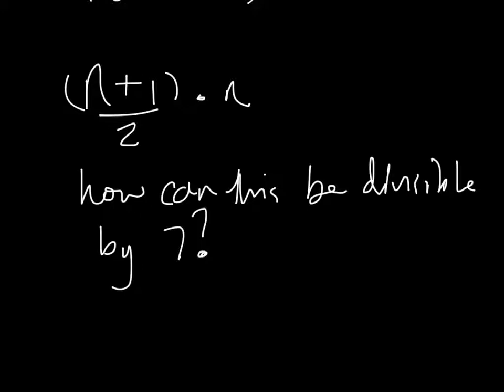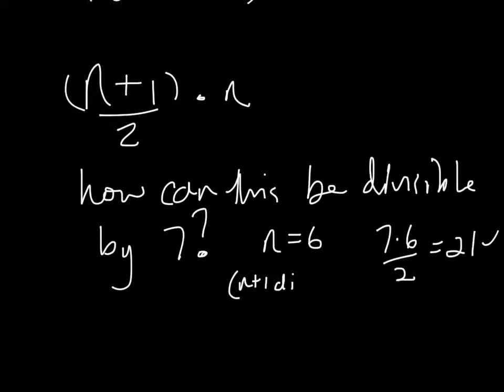7 is prime, right? So that means either n plus 1 or n has to itself be divisible by 7. You see what I'm saying? So in other words, if n equals 6, then I have 7 times 6 over 2, which is 21. In this case, n plus 1 is divisible by 7.